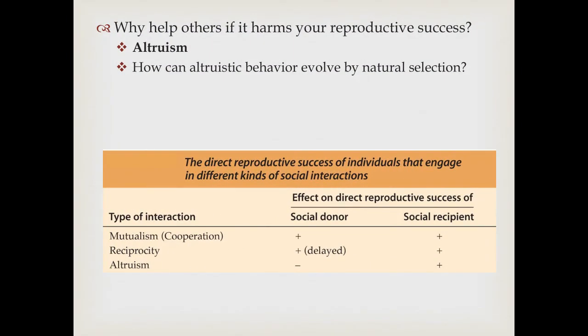Well, can you evolve behaviors that decrease your reproductive success and increase the reproductive success of a social recipient? We call these types of behaviors altruistic behaviors, or altruism. How can this evolve through natural selection? Because if it's hurting your reproductive success, how are the genes for this behavior going to spread?